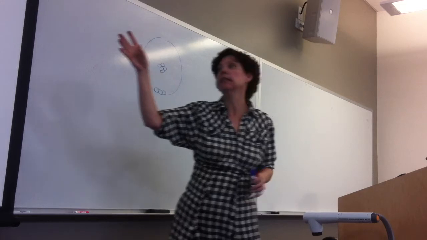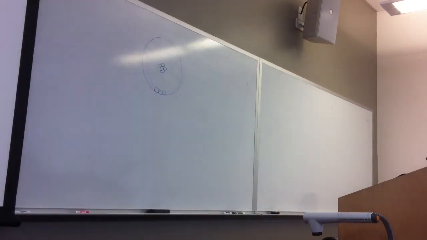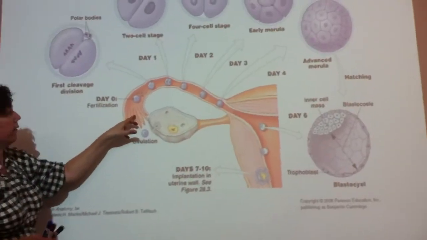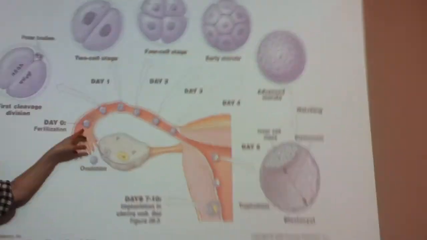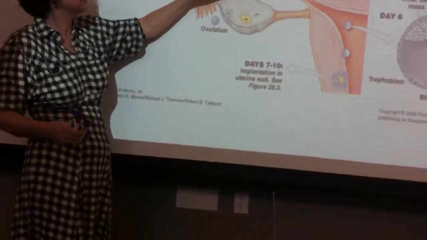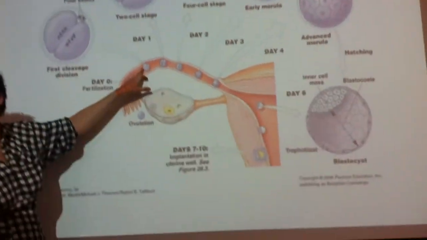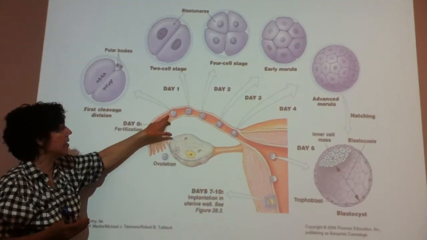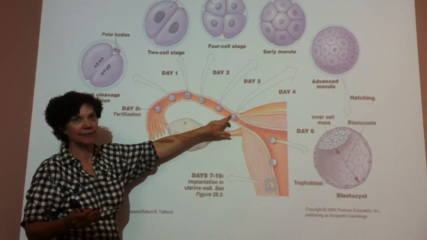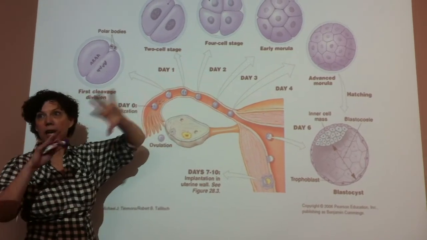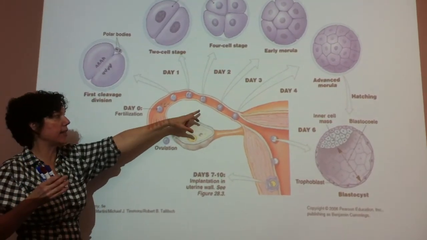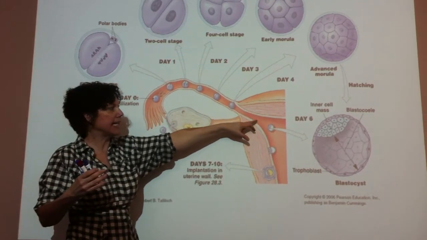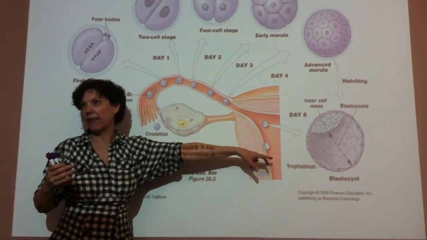So in this diagram here, you can see the secondary oocyte being ovulated here, picked up by the fimbriae, going through the infundibulum. Fertilization typically occurs in the ampulla, and then it starts its cell division, again still surrounded by the zona pellucida, and it moves down the oviduct. So the morula, the solid ball of multiple cells, is at day 3. Day 6, it moves into the uterine cavity.